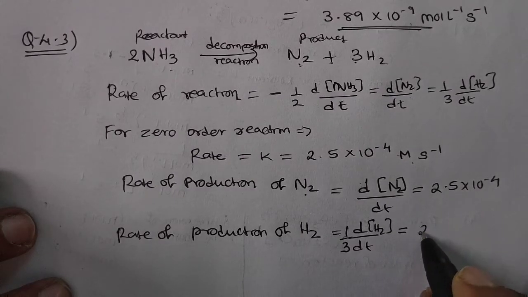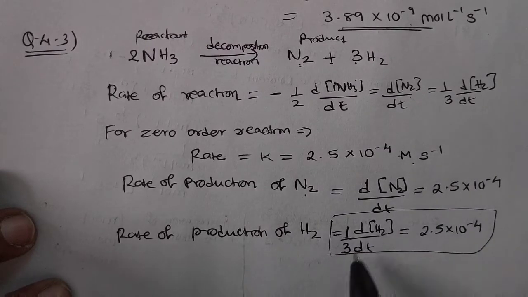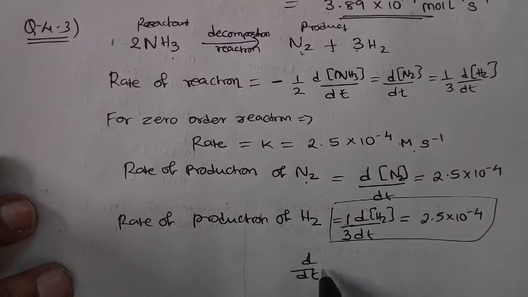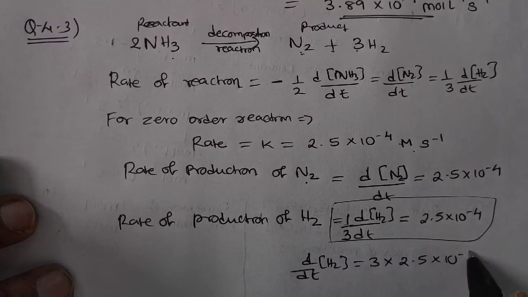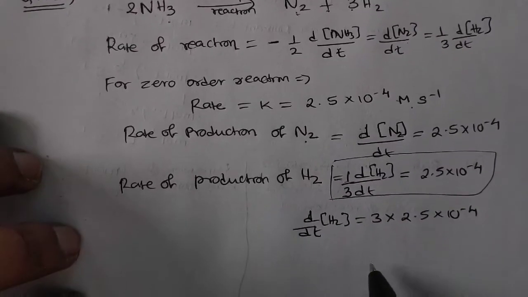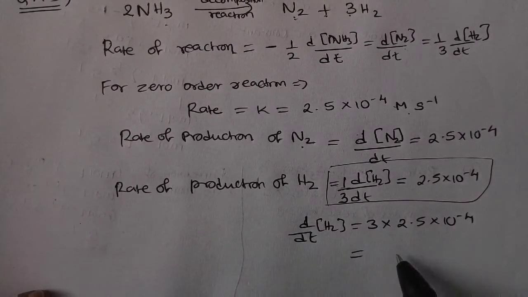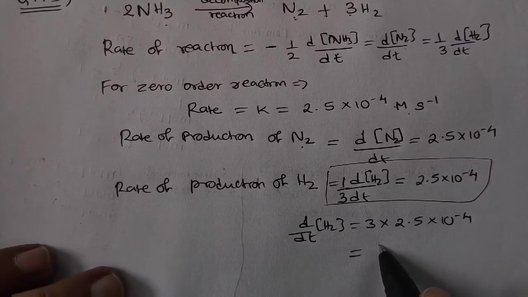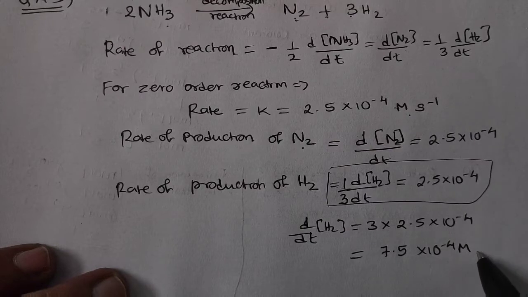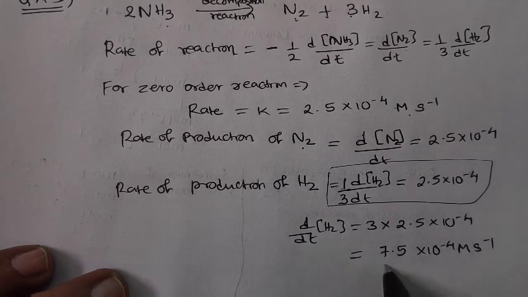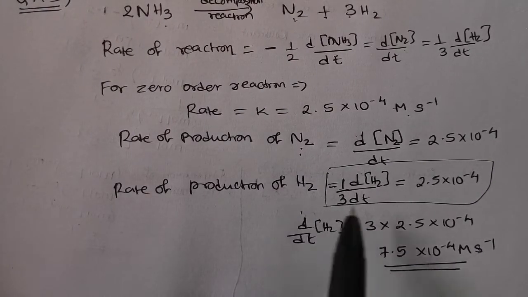So K is how much? 2.5 into 10 raised to minus 4. So if you compare these two things, d by dt of H2 will be equal to 3 into 2.5 into 10 raised to minus 4. If you multiply it, you will get 7.5 into 10 raised to minus 4 mol per liter per second, or molarity second inverse, you can write. So this is the rate of production of N2 and rate of production of H2.